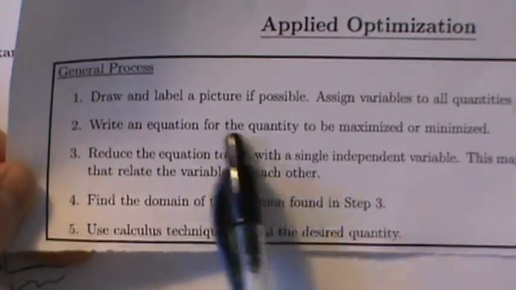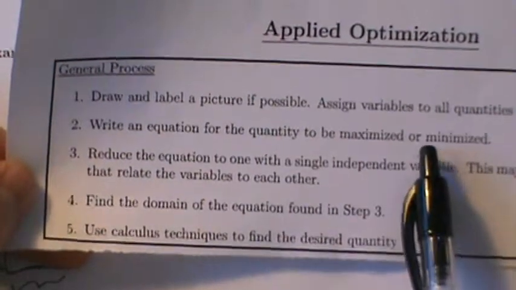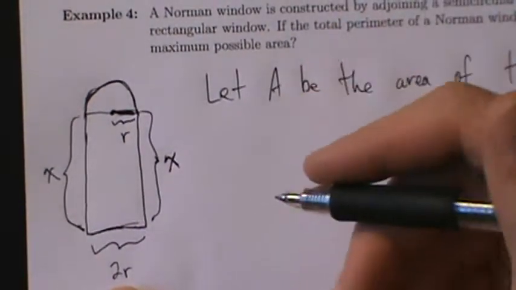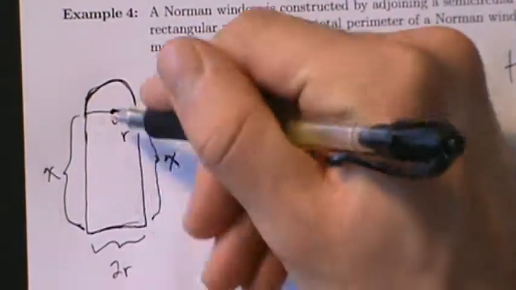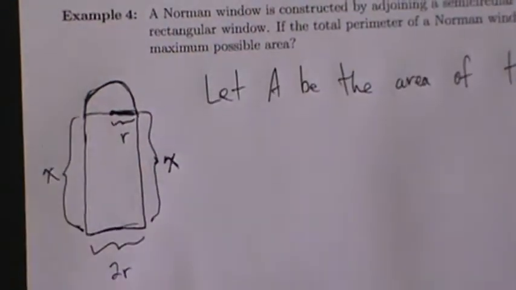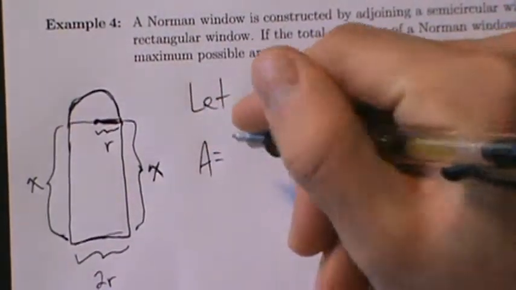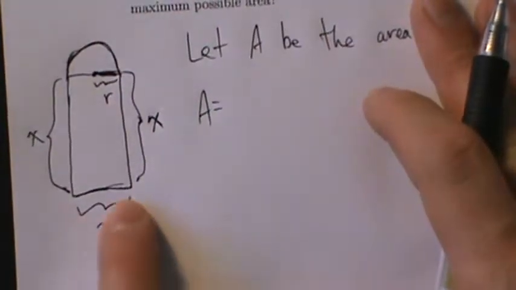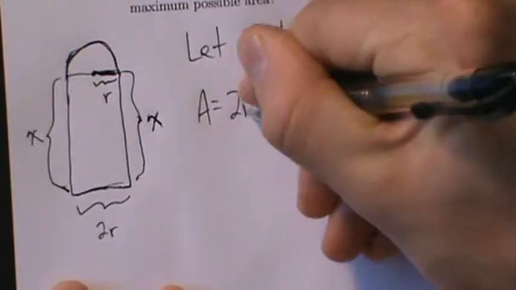Now step 2, write an equation for the quantity to be maximized or minimized. So what we want to do is maximize this area A. Okay, so the area of this whole Norman window is the area of the rectangular piece plus the area of the semicircular piece. Okay, so the area is going to be, now what's the area of the rectangular piece? It's just length times width, right? So in other words, 2R times X. Okay, that gives us the area of the rectangular piece.